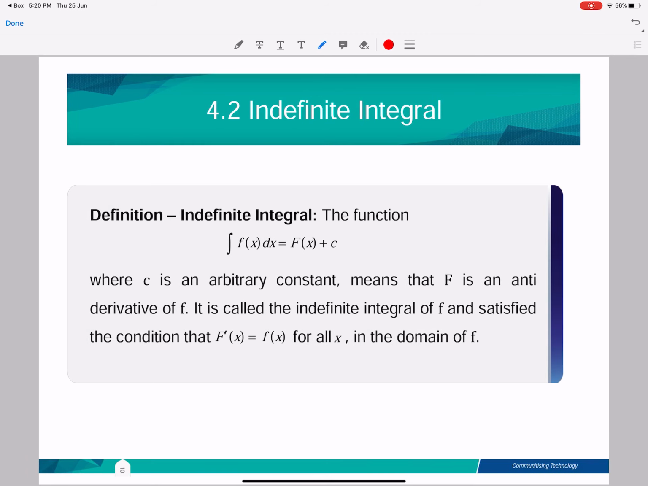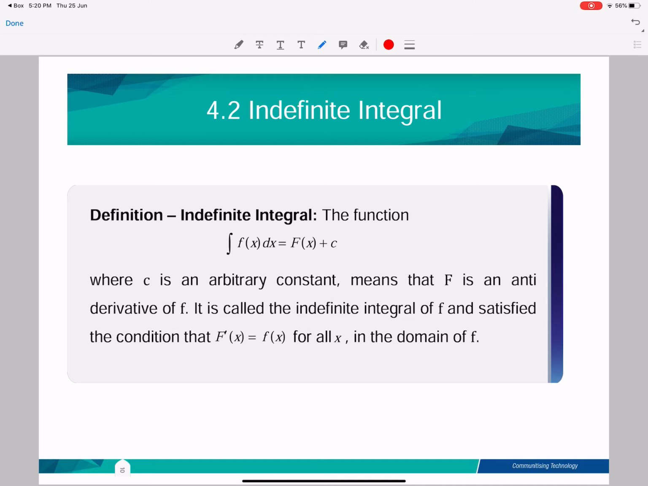Okay, let us look at the next topic, indefinite integral. So what is indefinite integral? The integral of f(x) dx equals capital F(x) plus c, where c is an arbitrary constant, means that F is an antiderivative of f. It is called the indefinite integral of f and satisfies the condition that F'(x) is equal to f(x) for all x in the domain of f.